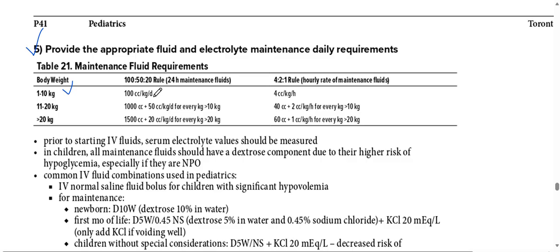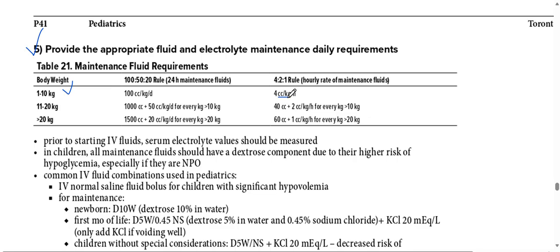100 cc per kg per day for the first 10 kg, then 50 cc per kg per day for the next 10 kg, then 20 cc per kg per day for every kg if more than 20 kg. Okay, so they want us to remember that 100-50-20 rule. For the first 10 kg 100 cc, for the next 10 kg we have to give 50 cc, for the next kg 20 cc. But the 4:2:1 rule is more easy.